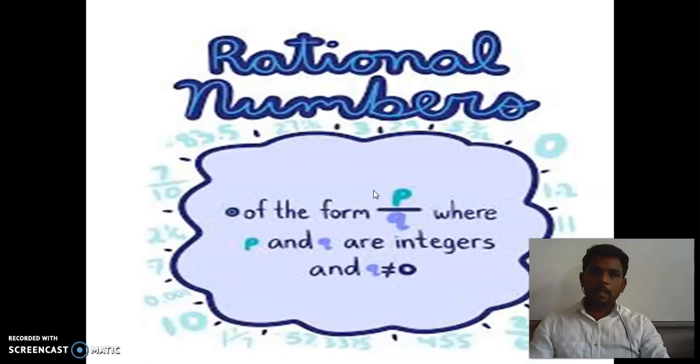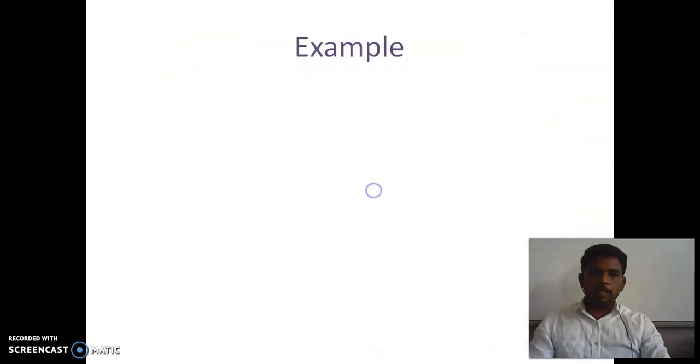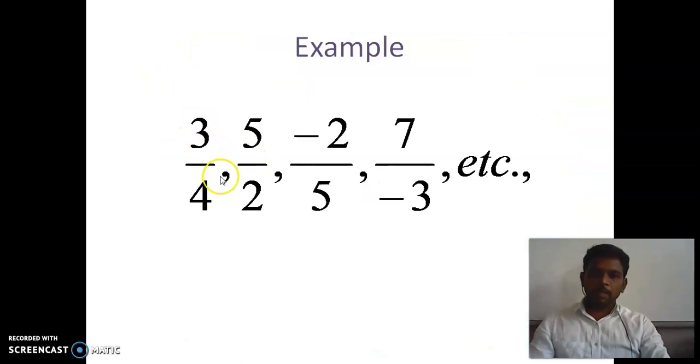So first, rational numbers. Rational numbers are in the form of p by q, where p and q are integers and q is not equal to 0. Some examples of rational numbers are 3 by 4, 5 by 2, minus 2 by 5, 7 by minus 3. The first two are positive rational numbers and the last two are negative rational numbers.